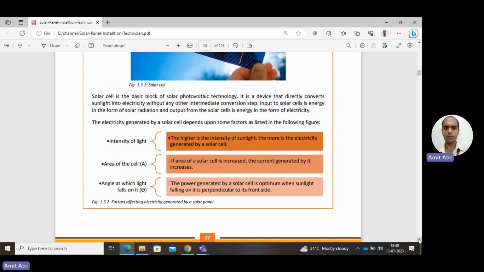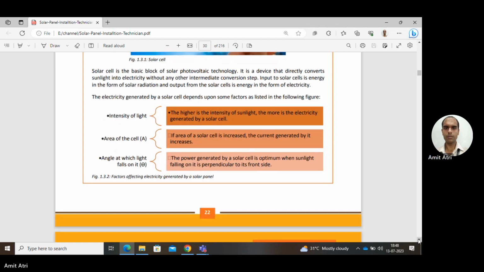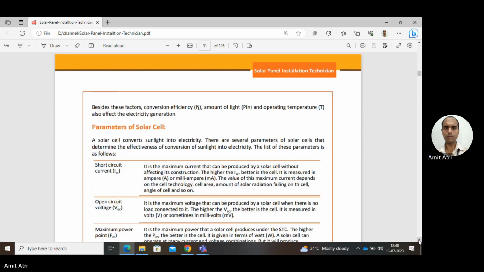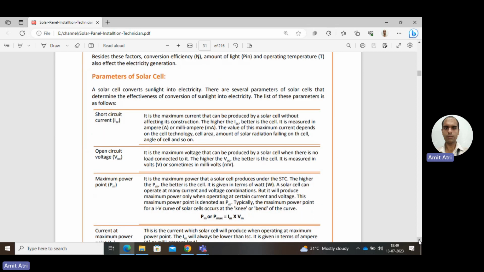The power generated by a solar cell is optimum when sunlight falling on it is perpendicular to its front side. It means the angle should be 90 degrees, the sun straight above the solar cell. Some other factors like conversion efficiency, amount of light, and operating temperature also affect the electricity generation, and in our coming units we will discuss each of these factors.